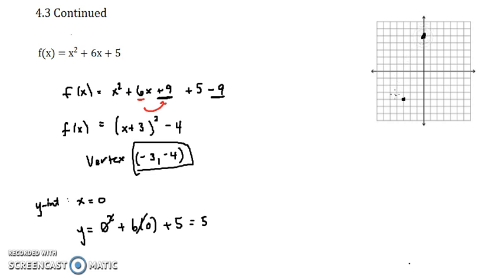Okay, so looking at this, we've got a vertex here, y-intercept there. Our graph is going to look something like this. Are we going to have x-intercepts? Yes, we definitely have to cross the x-axis somewhere. So let's go ahead and figure out what those are.